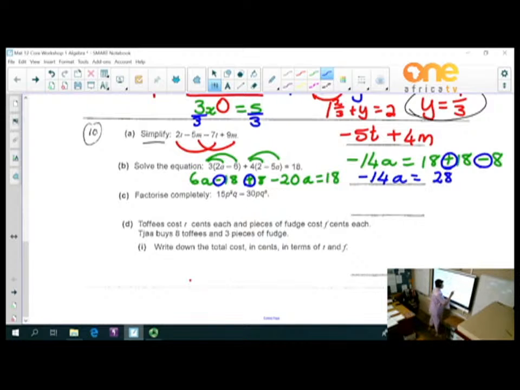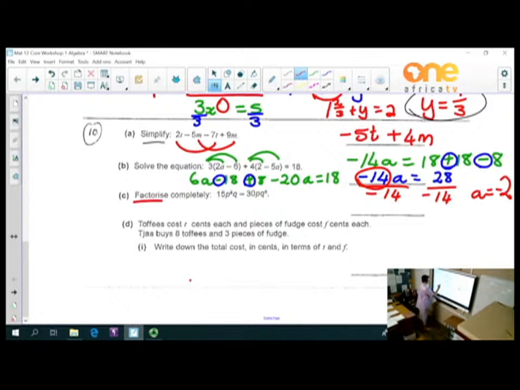And if you divide now the a, again we're going to divide with a coefficient. This is the coefficient, so we divide with negative 14 and divide with negative 14, which makes a equal to negative 2. A is equal to negative 2.